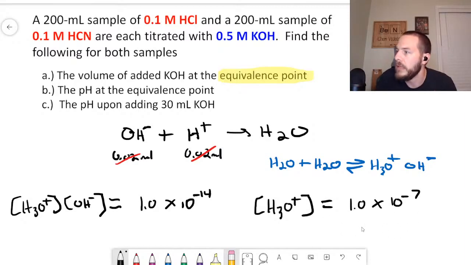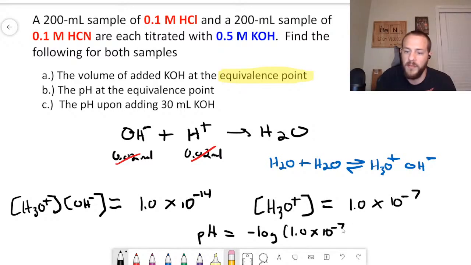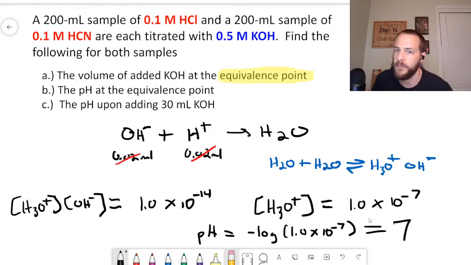So now that we have the hydronium concentration, we can simply take the negative logarithm of it to get pH, right? So pH, squeeze it in down here, is equal to the negative logarithm of 1.0 times 10 to the minus 7, and that is equal to 7. So we just discovered that the pH at the equivalence point of any strong acid, strong base titration is always going to be 7.